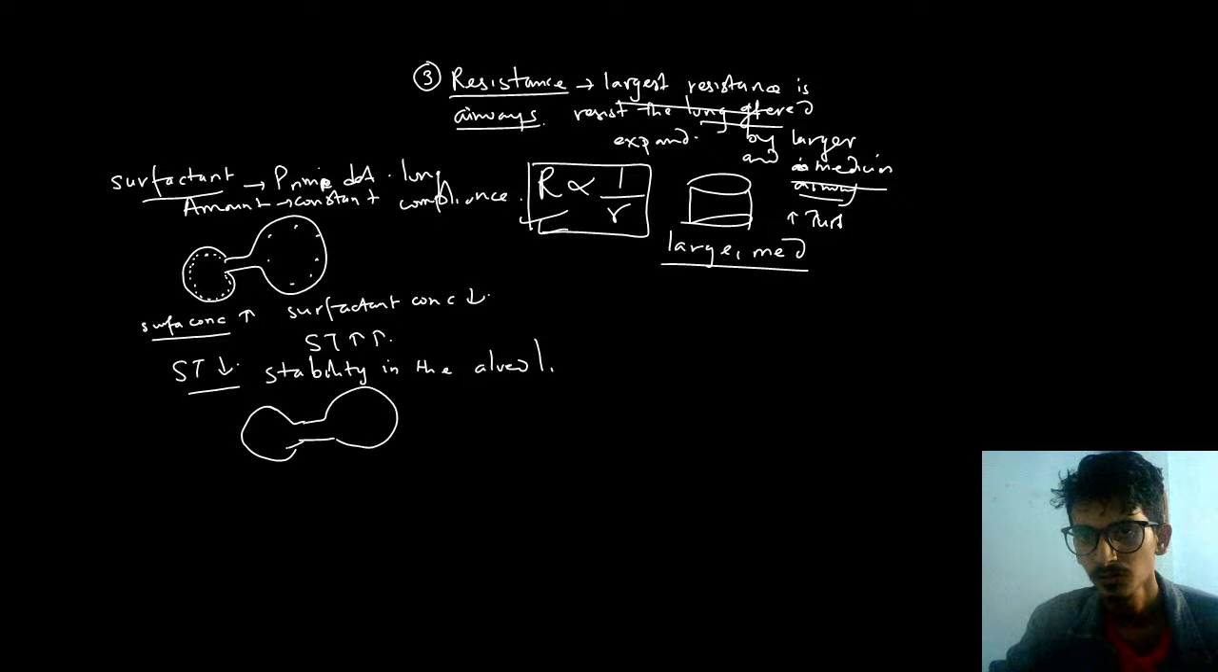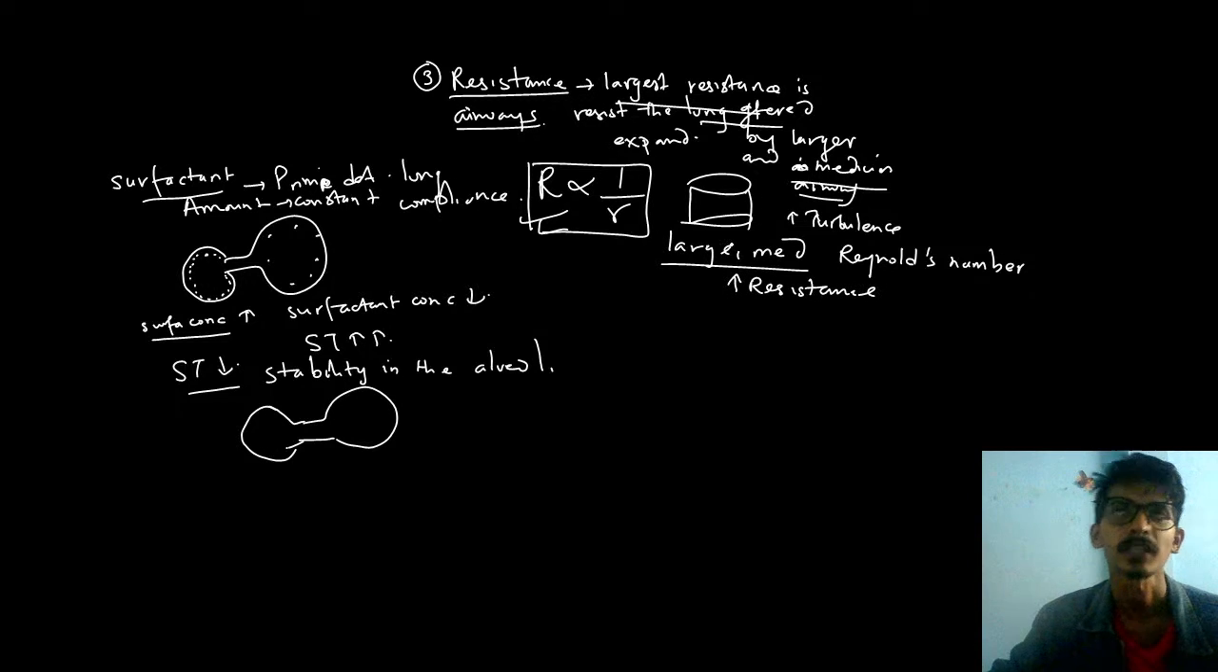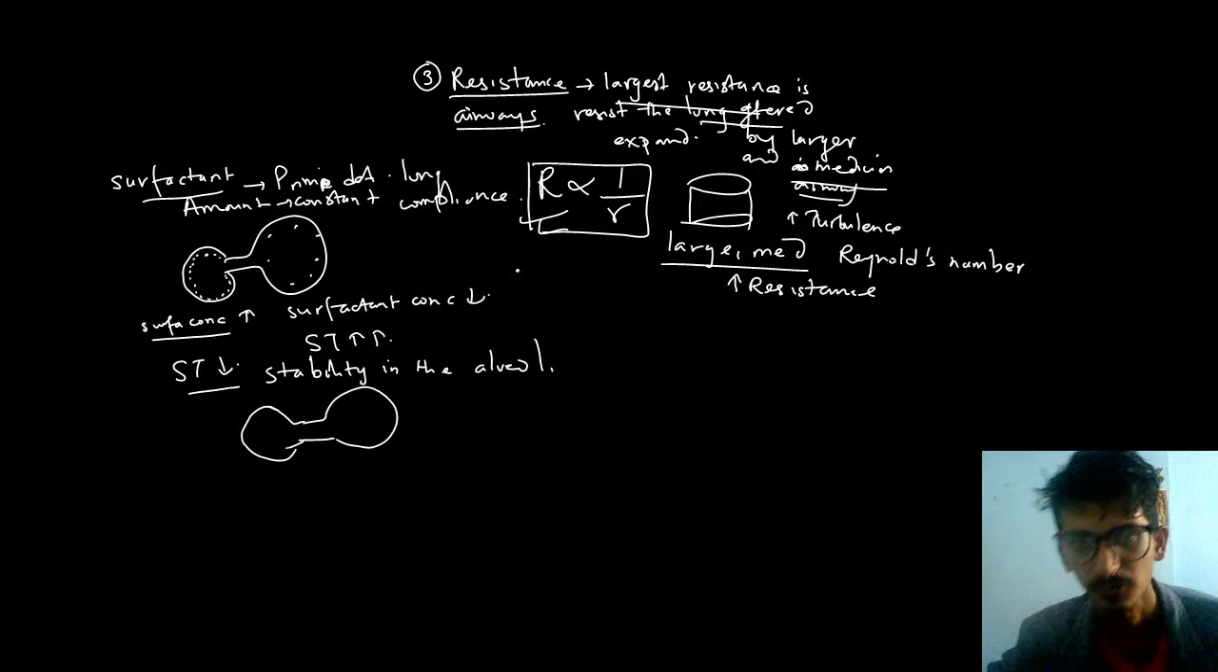These larger airways and medium airways have more turbulence. This turbulence will increase the Reynolds number, and thus it will offer more resistance. So the resistance is higher in the large and medium airways. So resistance is another important factor in determining lung collapse or distensibility.